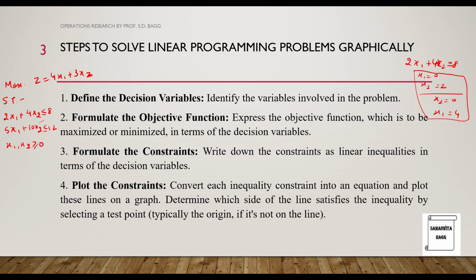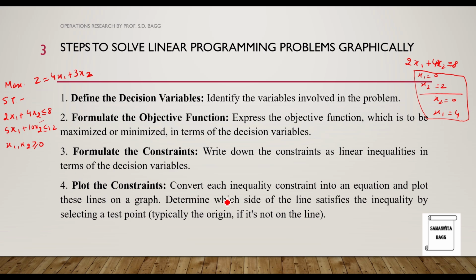Formulate the objective function. Express the objective function which is to be maximized or minimized in terms of decision variables. So as you can see here, the objective function z is in terms of the decision variables x1 and x2. Formulate the constraints. Write down the constraints as linear inequalities in terms of the decision variables. So you have linear inequalities over here in terms of decision variables.